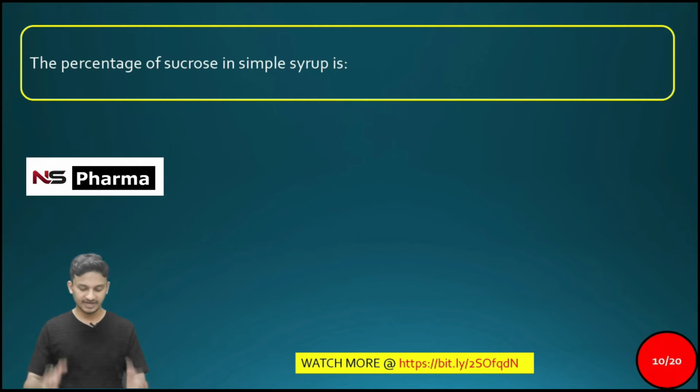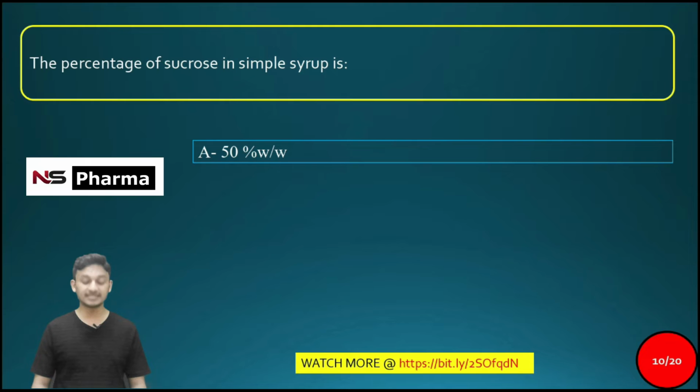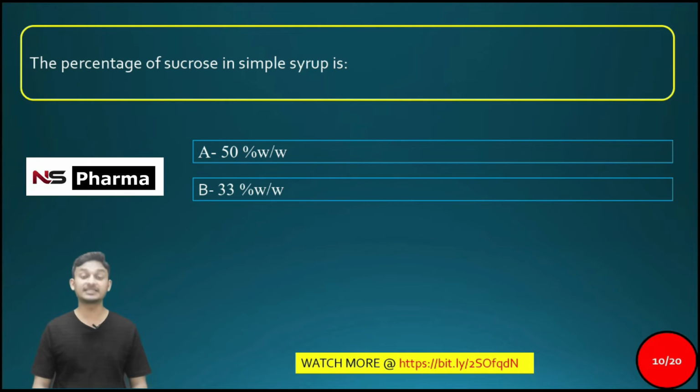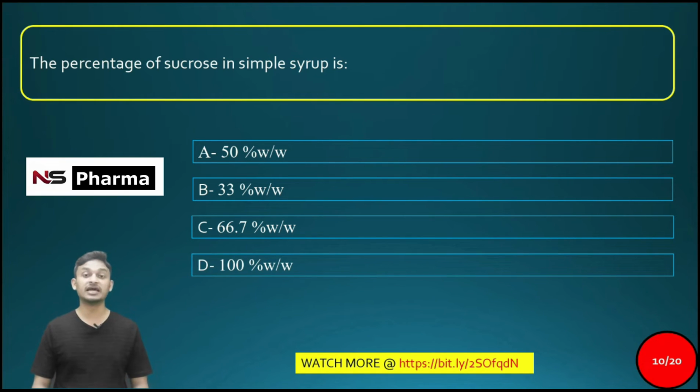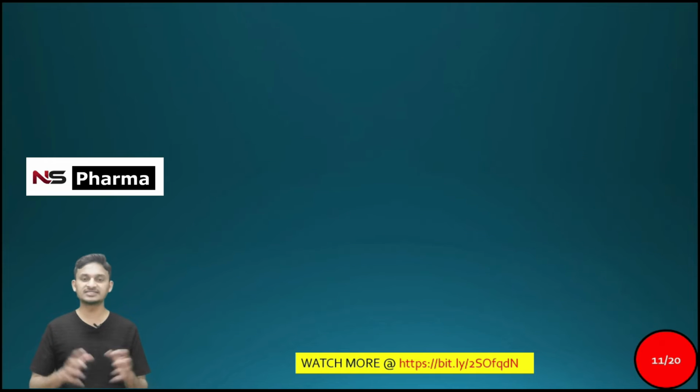Question number 10. The percentage of sucrose in simple syrup. The options are: A, 50% weight per weight; B, 33% weight per weight; C, 66.7% weight per weight; and the last option, 100% weight per weight. The correct answer is option C, 66.7% weight per weight.